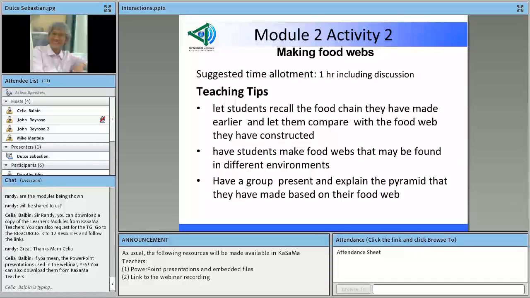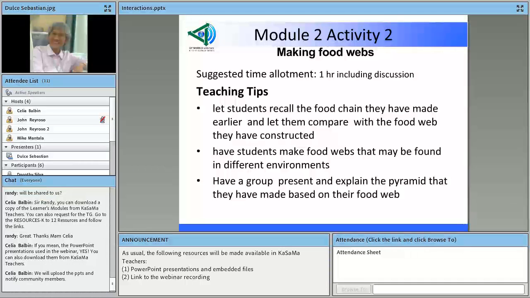And then you may have a group present and explain the pyramid that they have made based on their food web. Because in the activity, they will be introduced to the idea that from the food web, they can arrange the elements that they have included in the food web by using the pyramid.